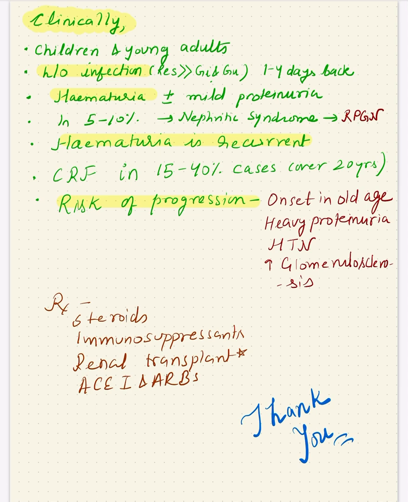So one more point, that the history of infection is also seen in case of PSGN, post-streptococcal glomerulonephritis, but in that the history is about 10 to 14 days. But here the history will be short. Also, the complement levels are decreased in case of PSGN, while here they are normal.